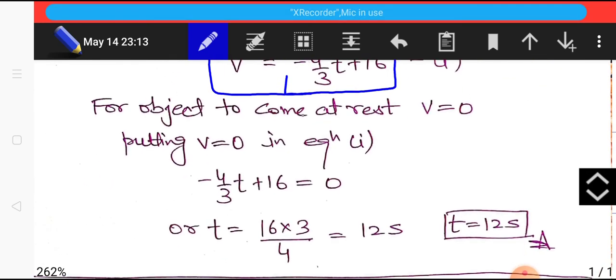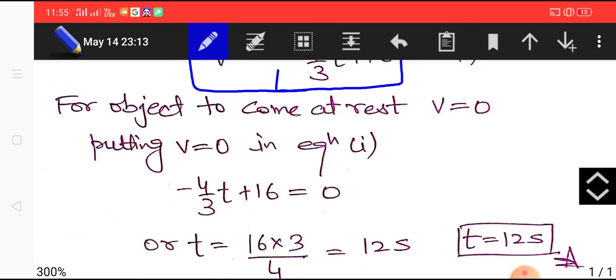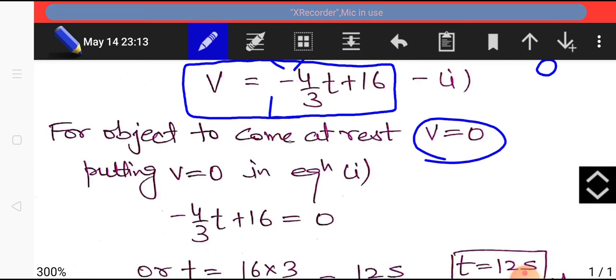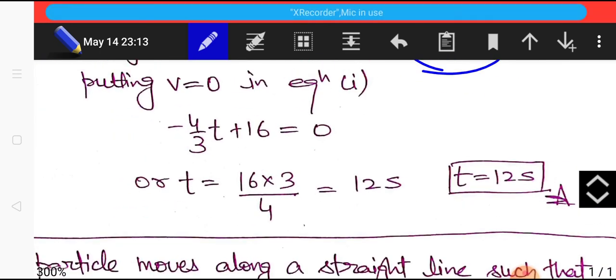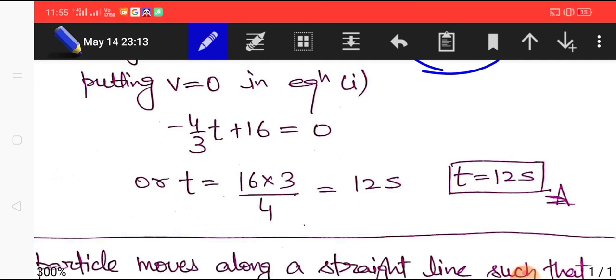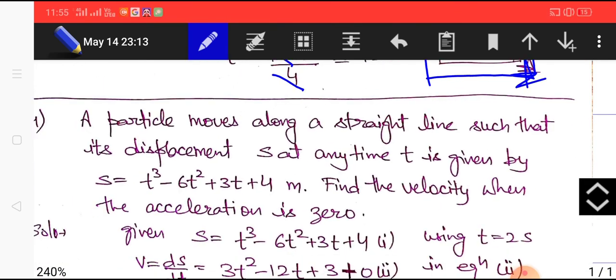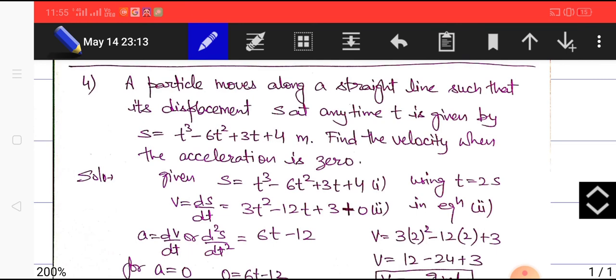So the question is asked, for the object to come to rest, how much time is required. We know that rest means zero velocity, so if I put v is equal to 0 in this equation and solve it for t, I get 16 is equal to 4 by 3 t, or t is equal to 16 into 3 by 4. So 4 fours are 16 and 4 threes are 12 seconds, that is your answer. Okay, good enough. Let us move to one more example.